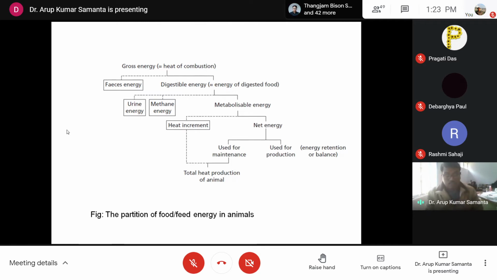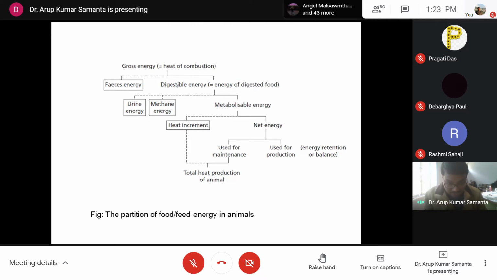Then the second partitioning: once the nutrients are absorbed through the intestinal wall, they are going to be metabolized, is it not? Once the metabolism is over, definitely there is some loss of energy through the urine. And in ruminant species, where much more gaseous products are available along with the volatile fatty acids, methane is also going to be lost. So if you deduct the energy losses to the urine and the methane, you will get metabolizable energy. This is the second part of the partitioning.